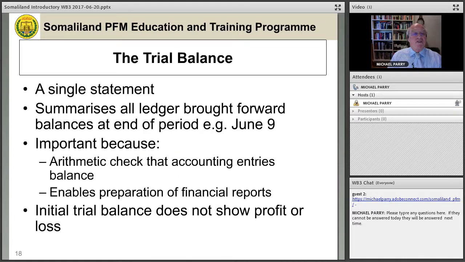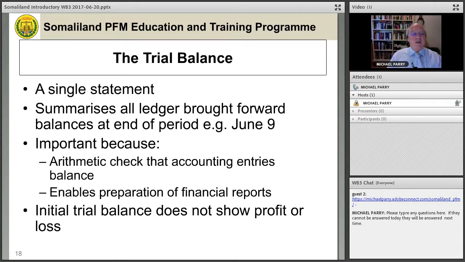The trial balance is a single statement which summarizes all the ledger account brought forward balances at the end of the period. They're actually the end of June 8th, but they'll be the opening balance on June the 9th. The trial balance is important for two reasons. First of all, it's an arithmetic check that the accounting entries balance. A trial balance must have equal debits and credits if you followed the rules correctly. If they don't, you've made a mistake, and you have to go back and identify it. And secondly, as we'll see, the trial balance enables the preparation of financial reports.